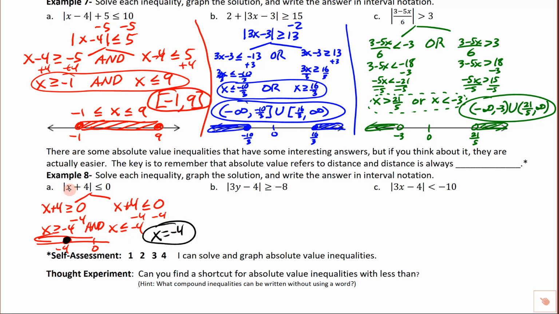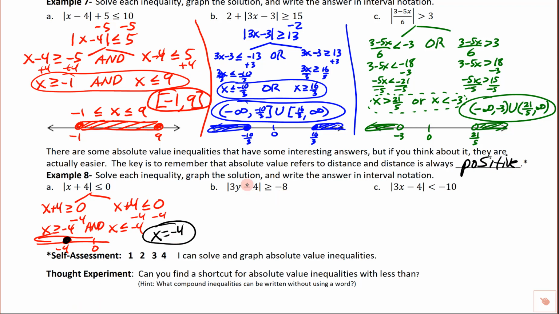If you stop and think about it, if you plug in negative 4, that's the only time where this is going to equal 0. So hopefully that makes sense. Again, some of these are a little bit weird. The key to doing these problems is remembering that absolute value refers to distance, and distance is always positive. So the smallest an absolute value could possibly be would be 0, and in that case, we only get one answer.